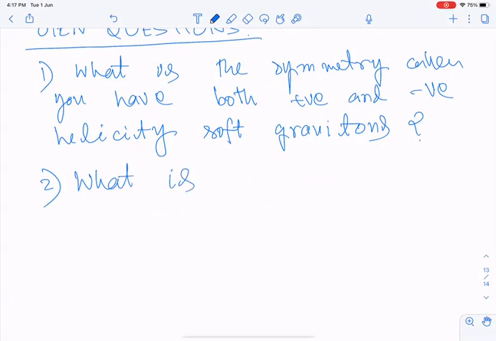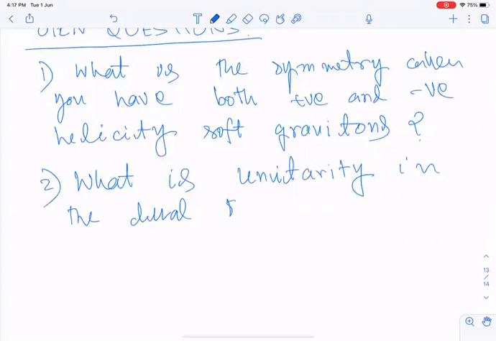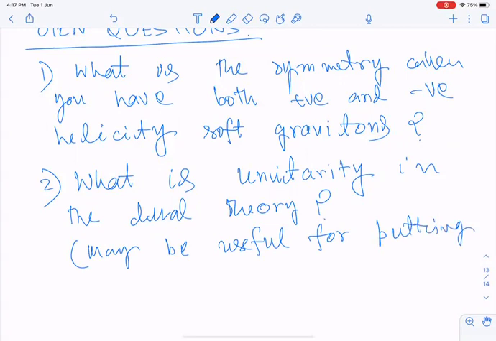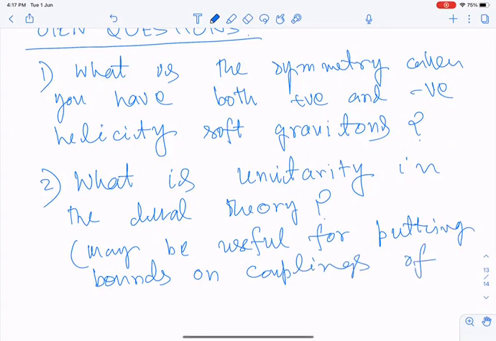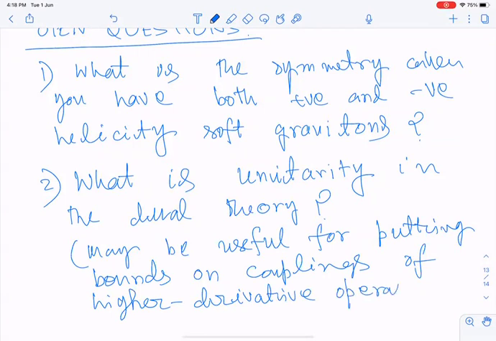And secondly, what is unitarity in this context? Because this is important, once we know this, in the dual theory, this may be useful for putting bounds on couplings of higher derivative operators, for example. So you want to understand space-time unitarity from the perspective of the OPE? Yeah, exactly, precisely. What is that in the dual theory?